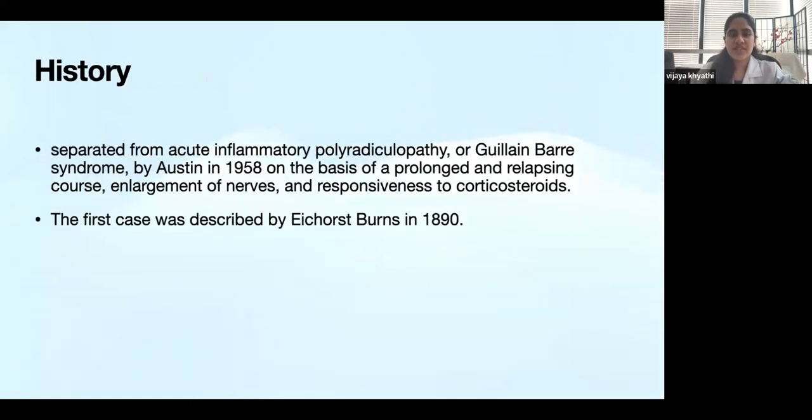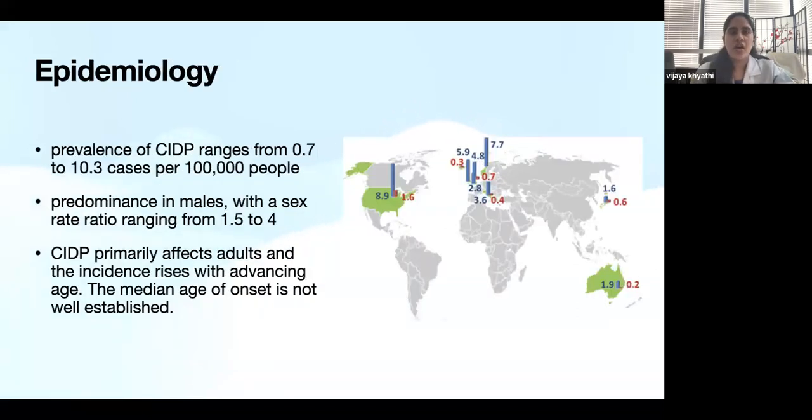History. The first case was described by Eichhorst in 1890, and it was before a part of Guillain-Barré syndrome, which was separated in 1958 by Austin, based on its progression, like prolonged duration, relapsing remitting course, enlargement of nerves, and responsiveness to corticosteroids.